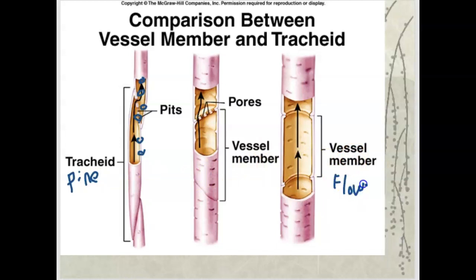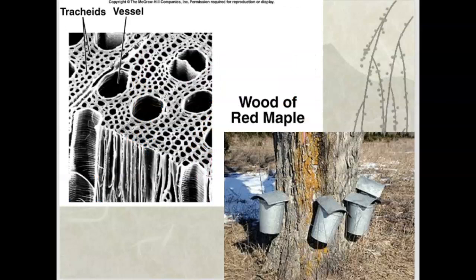So depending upon what you cut your leaf or your stem or your little piece of plant from, you may or may not see tracheids and vessel members. All right, so how do we use this? Well, let's think about maple syrup time.